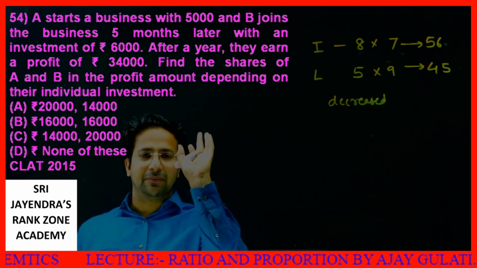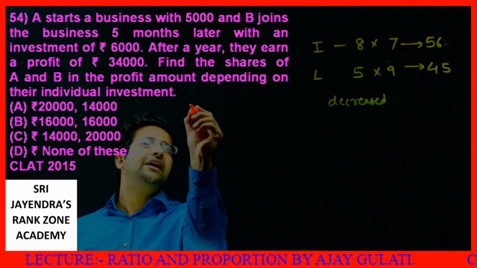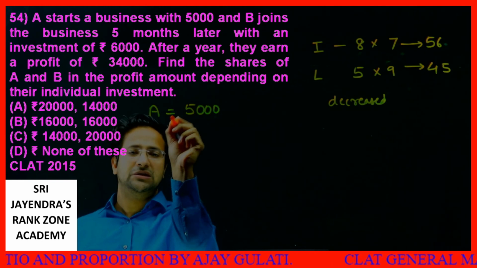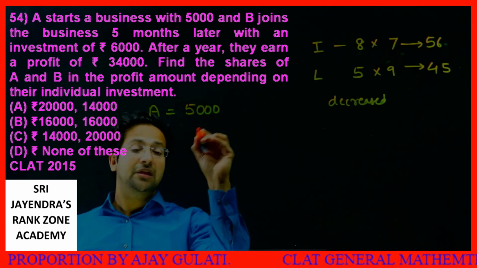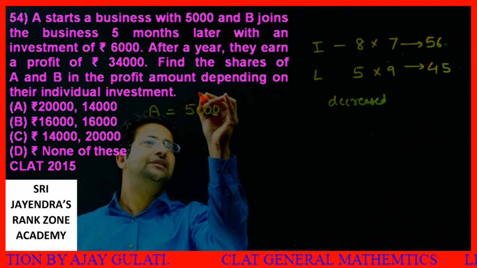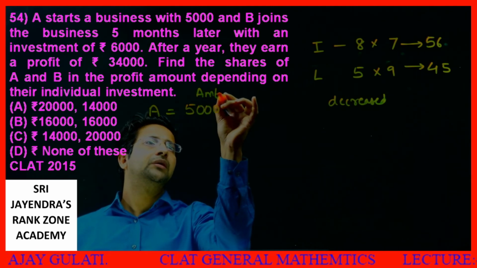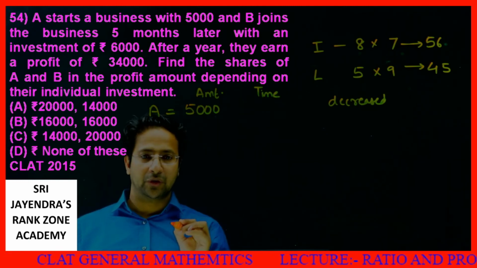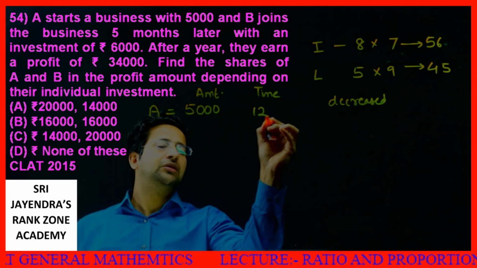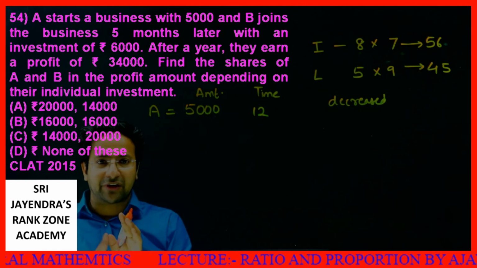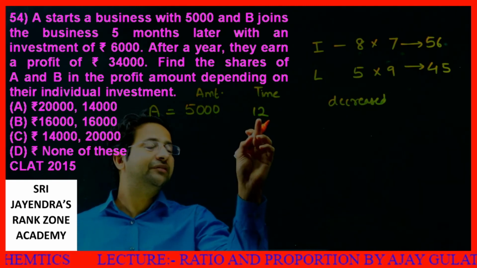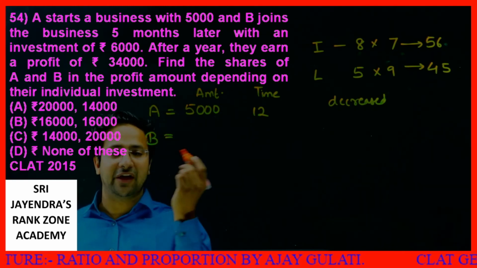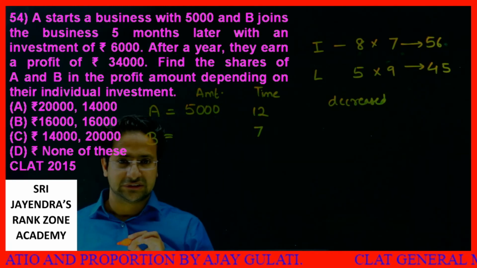So A started a business with 5,000 rupees. A invested 5,000 for how much period? For 12 months. This is the amount and this is the time. After a year they earned a profit of 34,000, so the time is 12 months. Now B comes after 5 months, that is, B invested for 7 months.